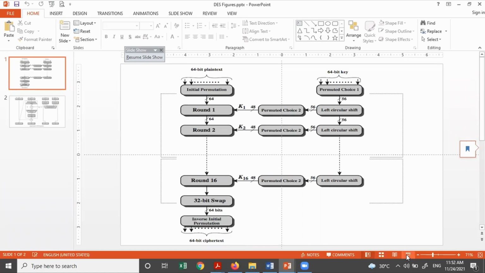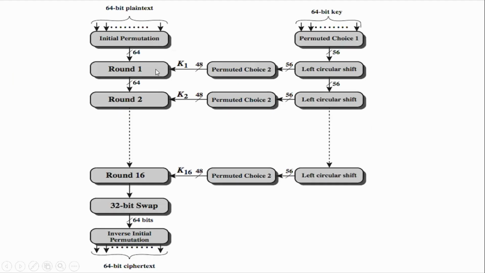Right. So this is the process that we have seen for the encryption: IP, round one, round two, and so on. So this is a complete encryption. For the decryption part, for the first round, you just have to provide K16. For the second round, K15, and so on. So obviously the decryption will be performed.